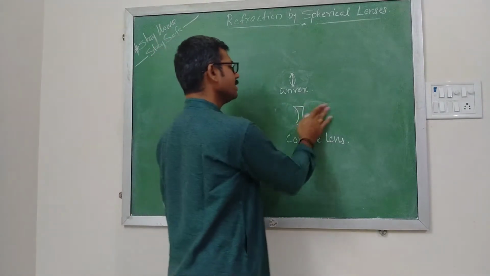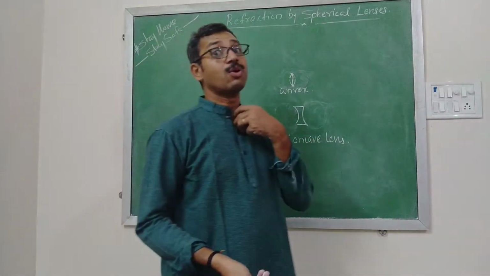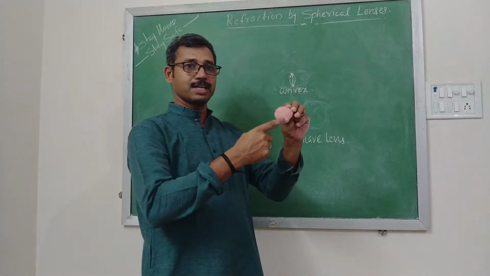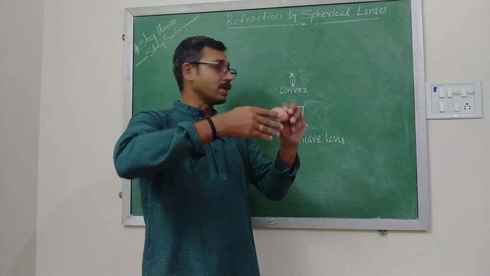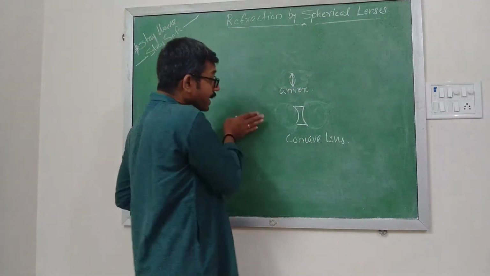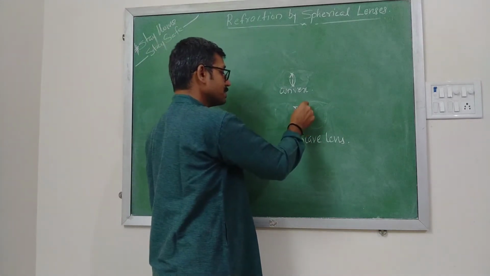Again the same thing as with mirrors. A convex mirror, what do we see? The reflecting surface is bulged out. Here also convex means bulged out. Concave, cave means inside. So the concave lens means it curves inward.